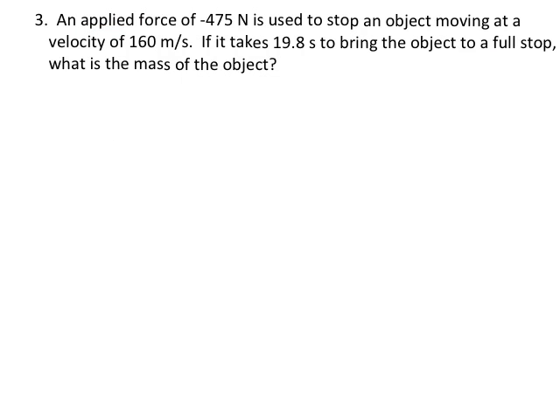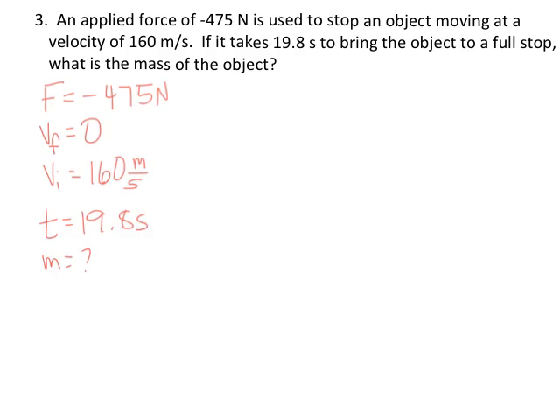Our third example is going to use the mix and match impulse formula again. So first, let's write down all of our givens. Okay, notice we do have some directions indicated with the negative sign. So we have a negative 475 newtons. It's used to stop an object moving at 160 meters per second. So we are going to have a final velocity of 0 because it's coming to a stop. And then we're told that it takes 19.8 seconds to make the object come to a stop. And we're looking for the mass.